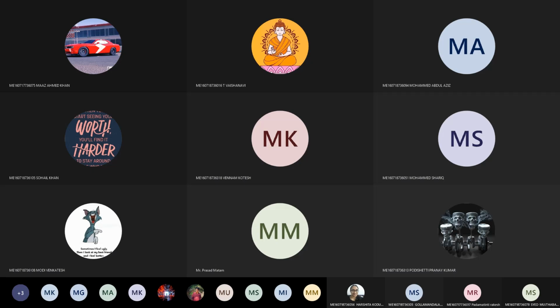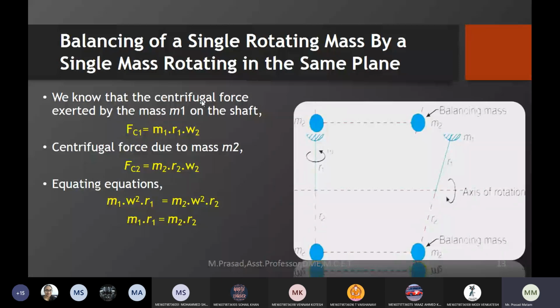Now, when we go for dynamic unbalance, apart from forces, we are having the moments also. Due to these forces, we are getting some moments, or couple forces are generated. In dynamic balancing, we have to balance the couple forces as well as the centrifugal forces. Therefore, the condition for dynamic balancing is that the sum of all the forces should be equal to 0 as well as the sum of all the moments should be equal to 0.